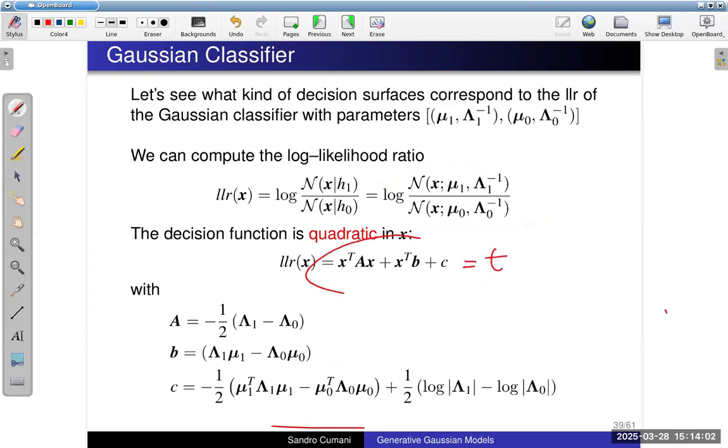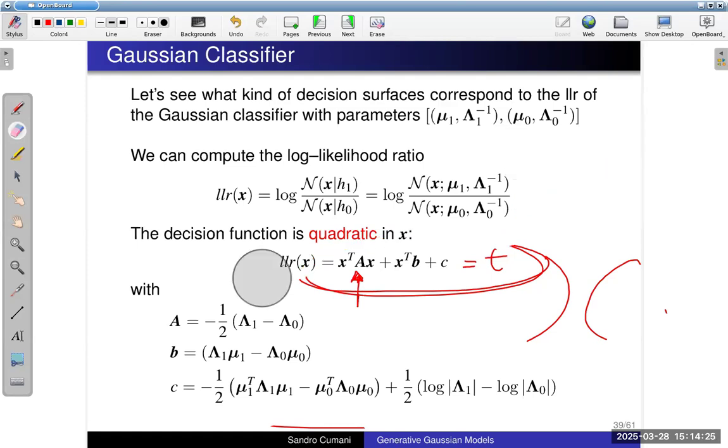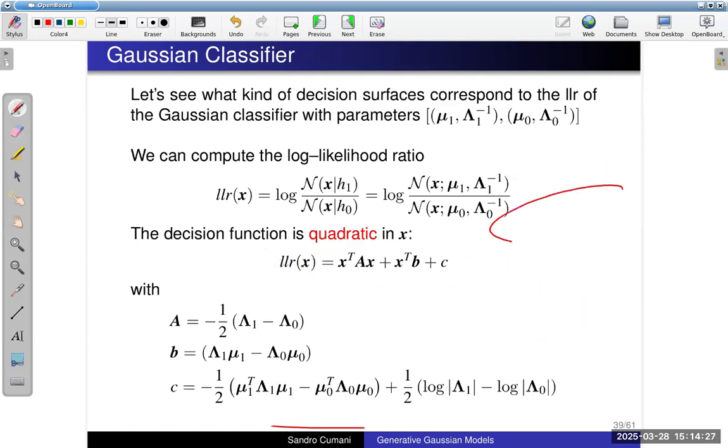Which kind of solutions do we have? Well, it depends on the value of t, and it depends on the eigenvalues of A. We can have solutions that look like ellipses, hyperbolic surfaces, or in some corner case, parabolic surfaces, or we will see linear planes in a limiting case. But in general, these will be quadratic functions, so ellipses and hyperbolas.